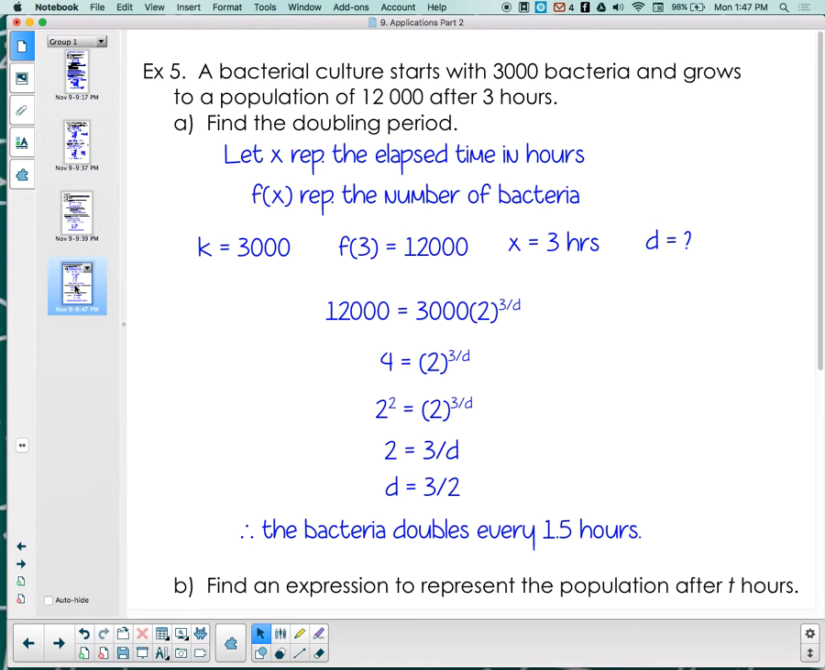Any questions about that? And usually these formulas are very straightforward. You're given one unknown and you just solve for it. Part B asks for an expression to now represent the population after T hours.